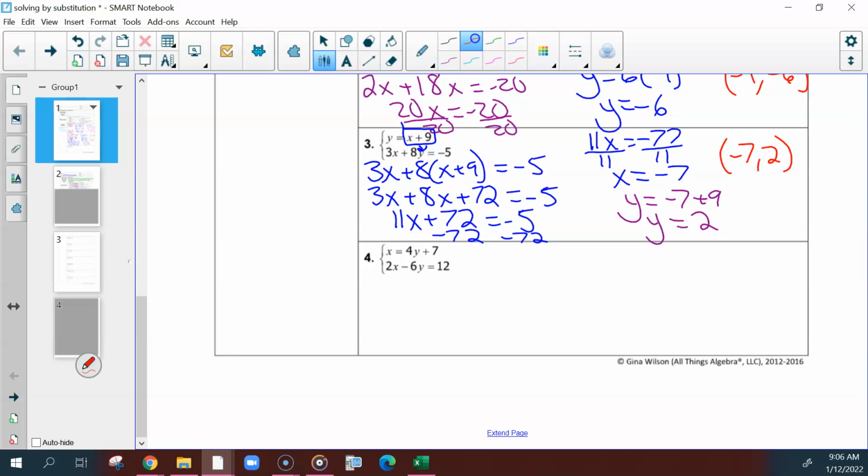Okay. Number 4, do we have an x or a y solved by itself already? The first one. The first one is x now instead of y. That's fine. It doesn't have to be y. It could be either or. The process is going to be the same, except now when we substitute this into the other one, we're putting it in for x instead of y.